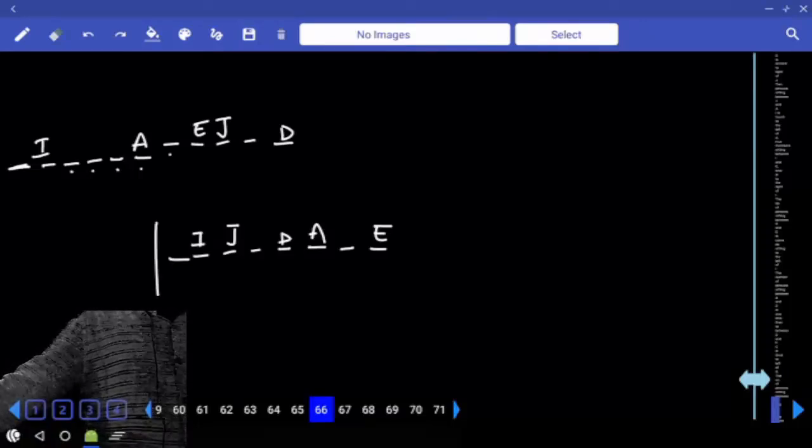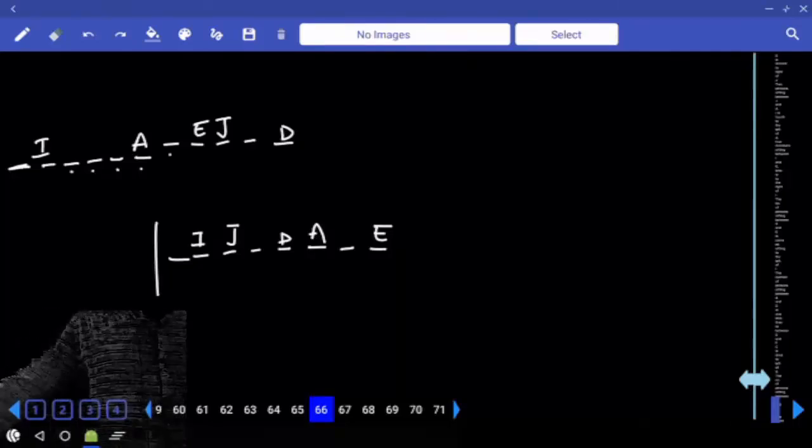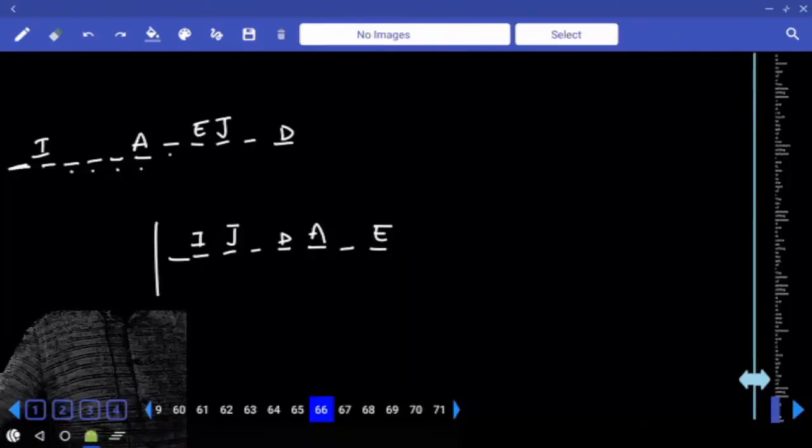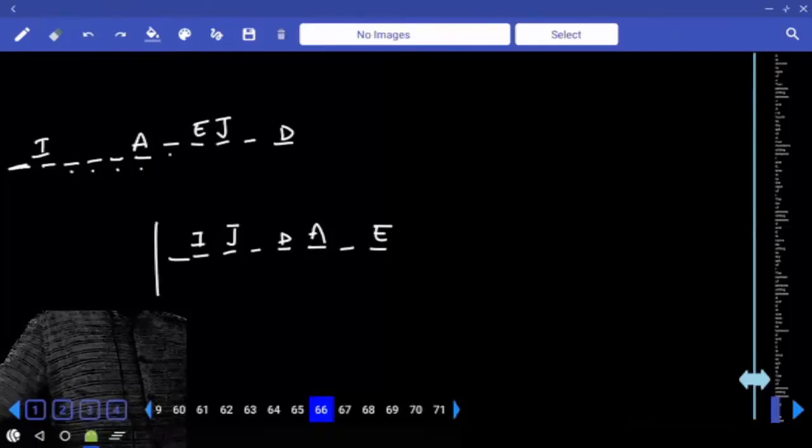The number of persons sitting between A and D is 1 less than D and F. The number of persons sitting between A and D is 1 less than D and F.